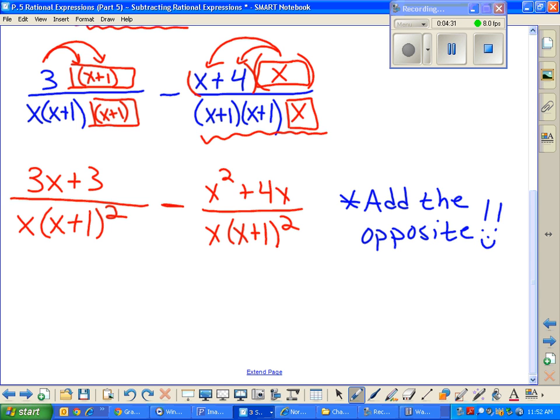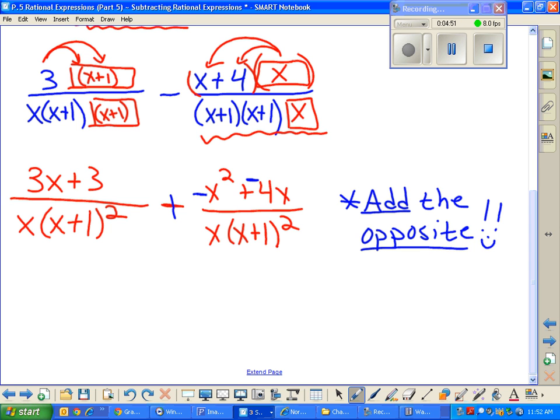We're going to add the opposite. So this minus sign right here, I'm going to turn that into a plus. That's me taking care of adding. And then I need to identify the opposite of the entire second numerator. So the opposite of x squared is negative x squared. The opposite of 4x is negative 4x.